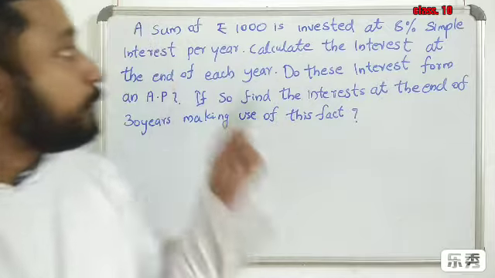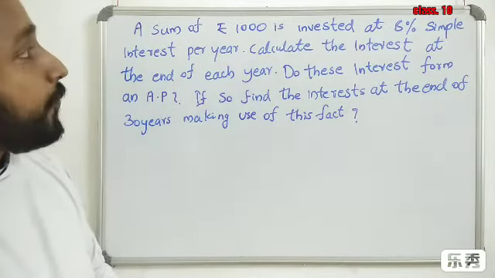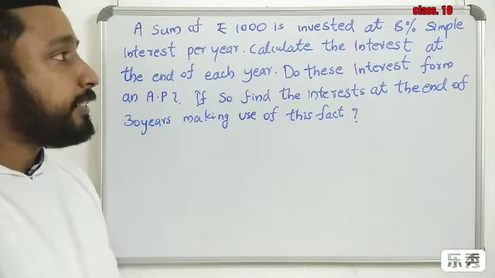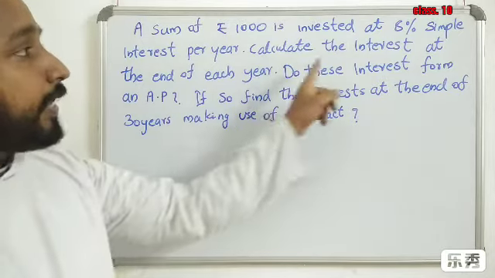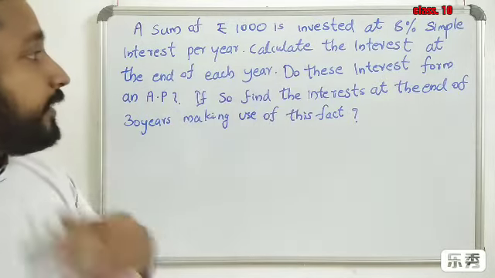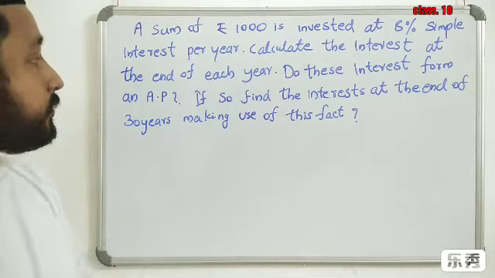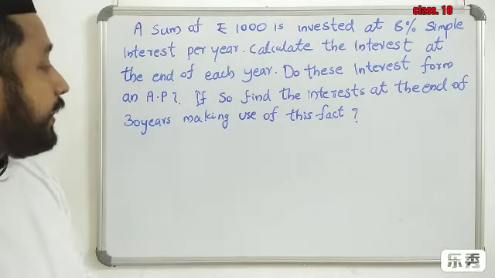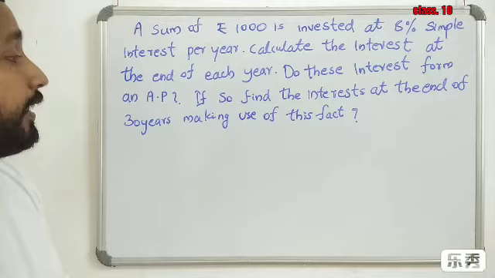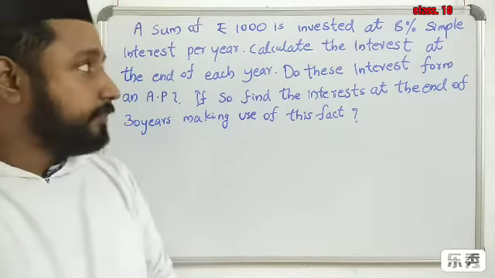Let us discuss another problem. A sum of rupees 1000 is invested at 8% simple interest per year. Calculate the interest at the end of each year. Do these interests form an AP? If so, find the interest at the end of 30 years, making use of this fact.